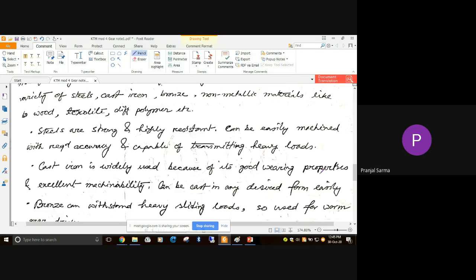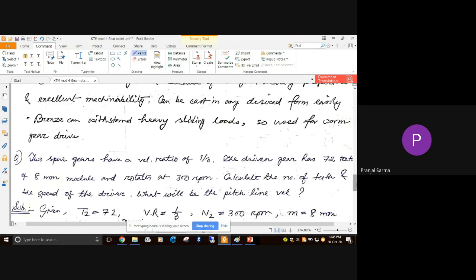Generally, gears made of steel are strong and highly resistant. They can be very easily machined to the required level of accuracy, and they can transfer heavy loads. So when this is the case, you can go for steel gears. Similarly, cast iron is one of the most used gear materials, basically because of its good wear resistance properties and excellent machinability, and it can be very easily cast to any desired form.